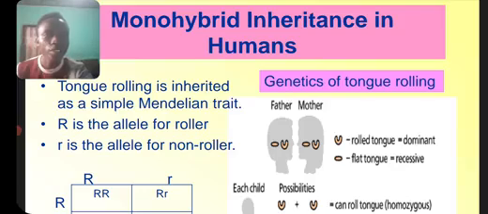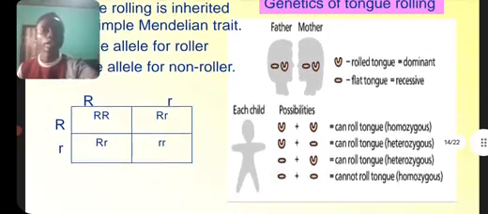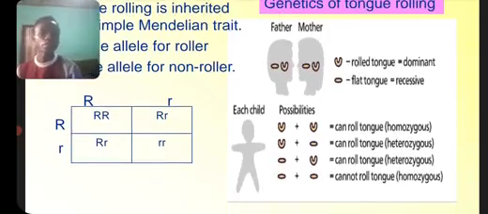We can see that a rolled tongue is dominant. So the allele for tongue rolling is dominant over the allele for a flat tongue, for those individuals who are unable to roll their tongues. The allele for a flat tongue is recessive, and as we can see right there, for every child there are 4 possibilities.